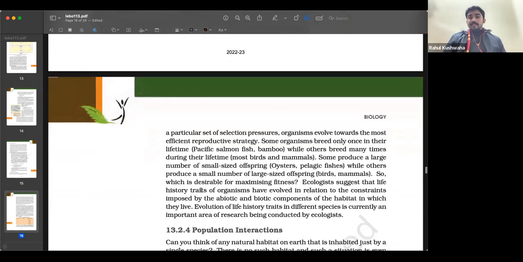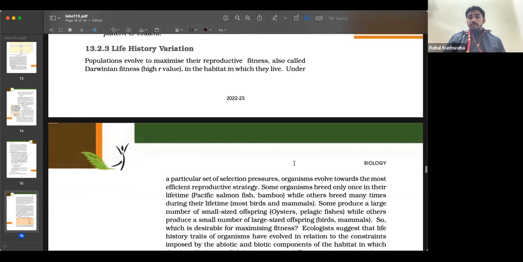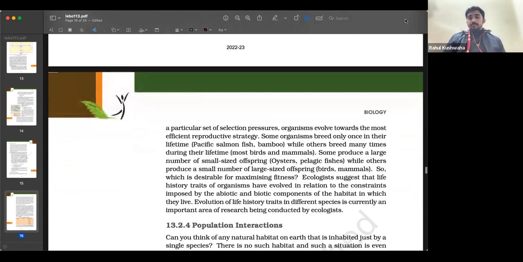Now, under this selection pressure, organisms evolve towards doing one of two things. Either some organisms breed only once in their lifetime. So they die after that. Even some octopus species do that. So there are these salmon fish and bamboo as a plant. Bamboo also flowers, but very few people have seen bamboo flowering. Bamboo flowers just once in its life.